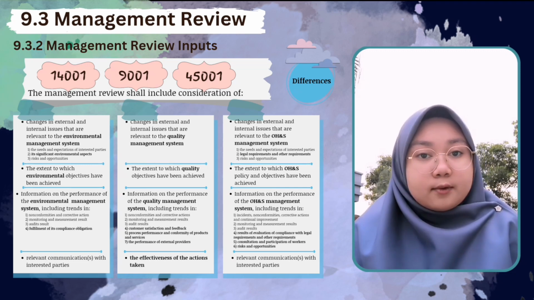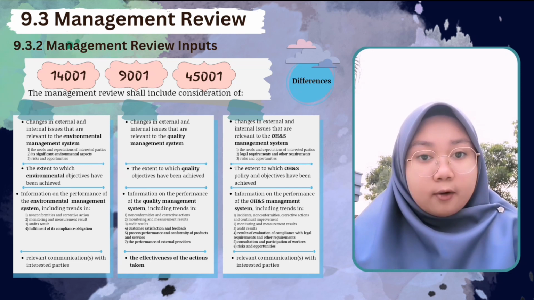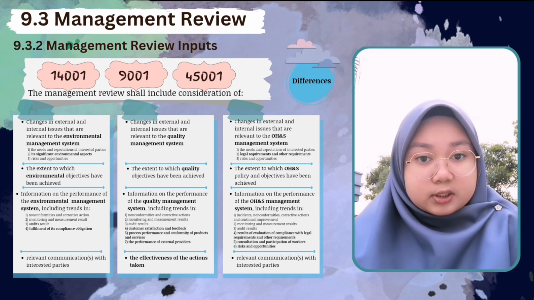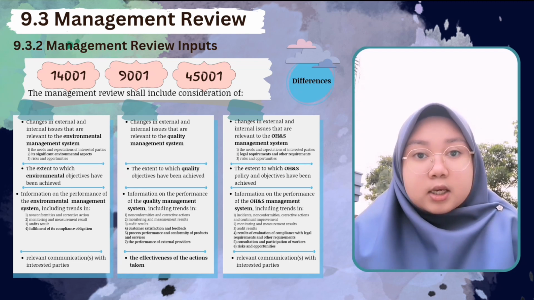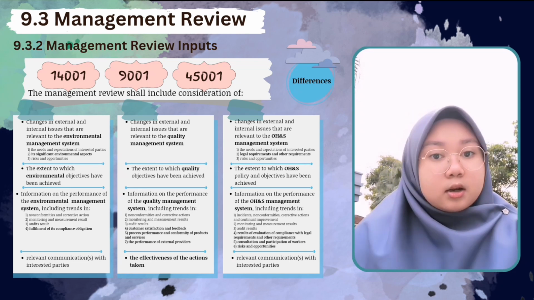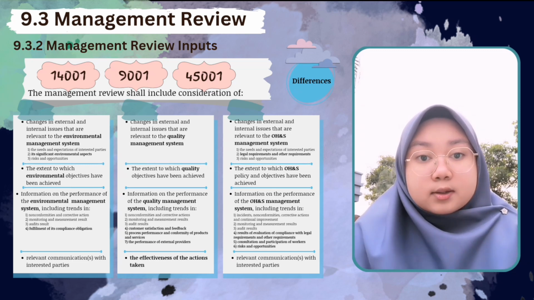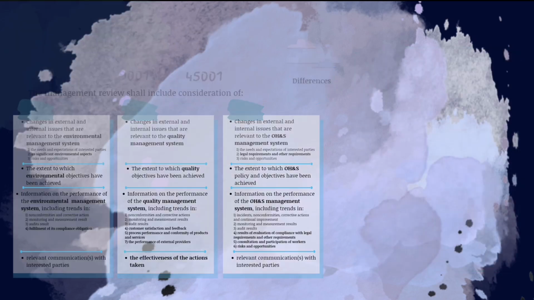ISO 14001 and 45001 mention what needs to be included, like the needs and expectations of interested parties and risks and opportunities. ISO 9001 does not mention in detail what needs to be included. Information on the performance, including trends in non-conformities, monitoring results and audit results, are the same for all standards, and the rest are different based on the respective standard requirements.